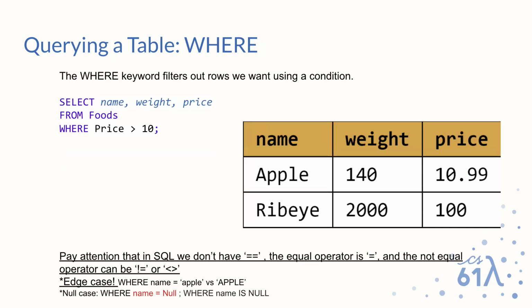The next command we're looking at is where. So where is, given all the columns you have, what's the condition I want to check on?